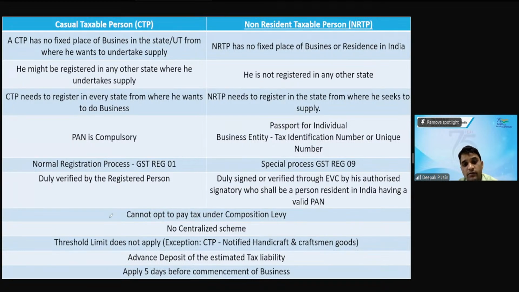The common points for both of them is they cannot opt to pay tax under composition levy. They have to pay tax under the regular scheme itself. Both casual taxable person and NRTP, their turnover can be below the limit. Still, they cannot take the benefit of a composition levy. Then there is no centralized scheme. You cannot get a centralized registration scheme.